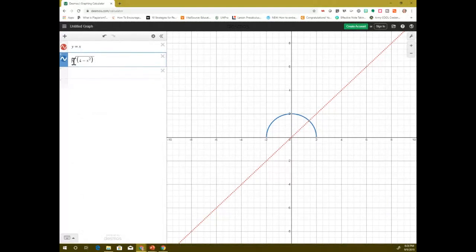If we had put in the negative version, we would have had it upside down, and then it wouldn't be a reflection anymore. I know there's a way to restrict the domain, I just don't know how to do it.